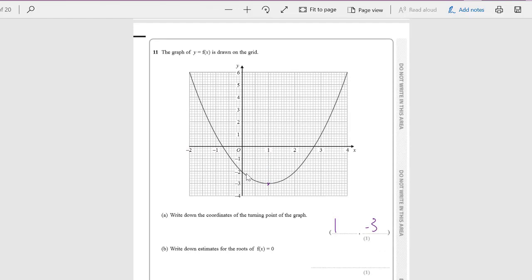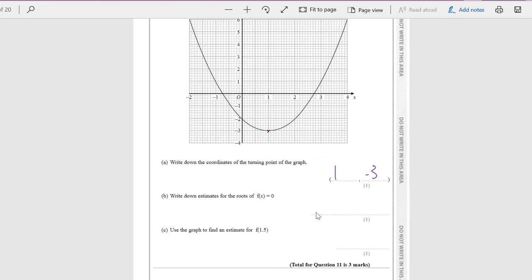Write down estimates for the roots of f(x) equals 0. So where f(x) equals 0, f(x) is equal to y. So that means where y equals 0, which is on the x-axis. So here it equals 0, here it equals 0. So I would say that looks to me to be minus 0.75, and then here 2.75.